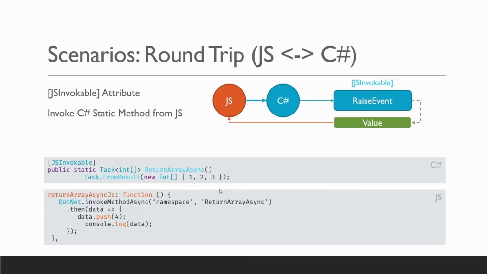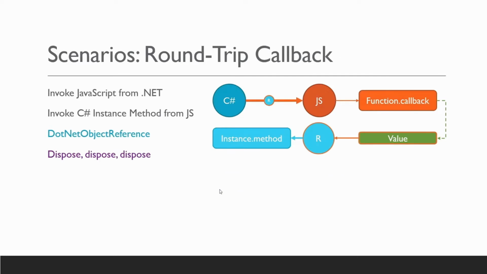And then in the JavaScript code, we're going to call DotNet.invokeMethodAsync. And similar to the way we call JavaScript from .NET, we're calling .NET from JavaScript. So we input the namespace and the method that we'd like to call. In this case, it is ReturnArrayAsync. You can see the matching names in the JSInvokable line above. And then we're going to push some data into an array and return it back to that method. So this gives us a way to make calls to and from JavaScript, both C# to JavaScript and JavaScript to C#.